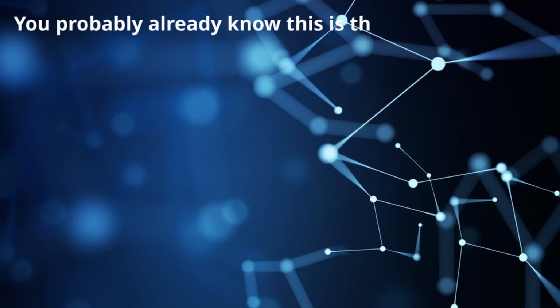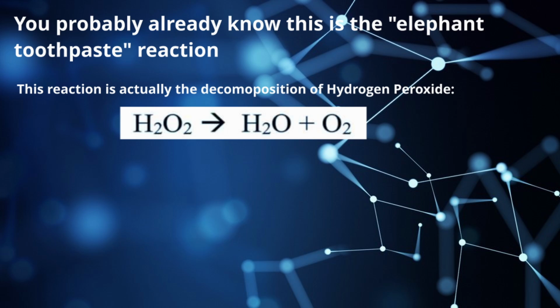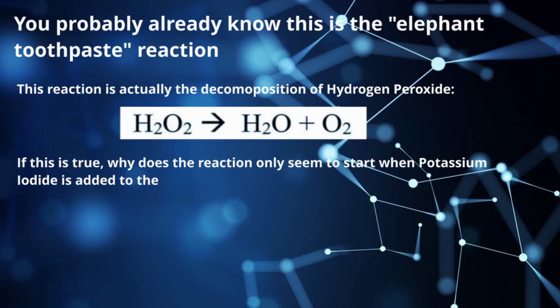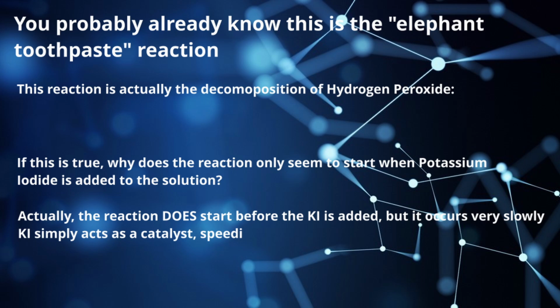You probably already know this as the elephant toothpaste experiment. The reaction that occurs is actually the decomposition of hydrogen peroxide. If this is true, why does the reaction only seem to start when potassium iodide is added, even though it's nowhere to be found in this reaction? Actually, the reaction does occur before the potassium iodide is added, just very slowly. The potassium iodide acts as a catalyst, meaning it speeds up the reaction.